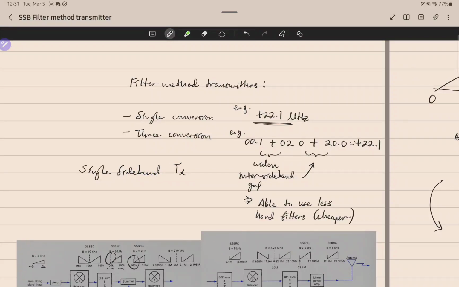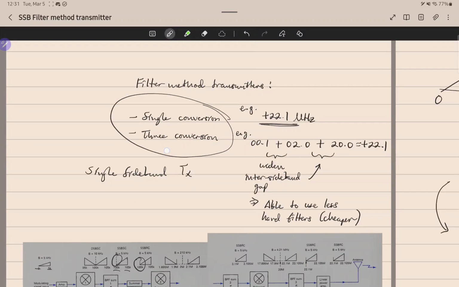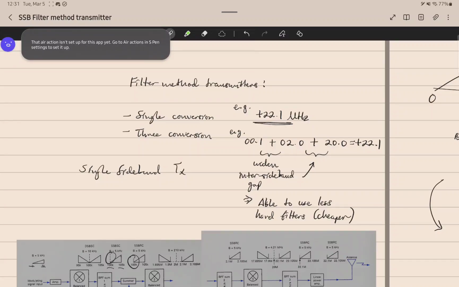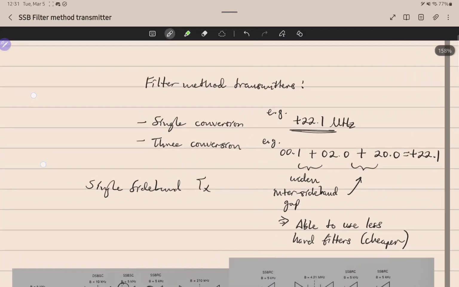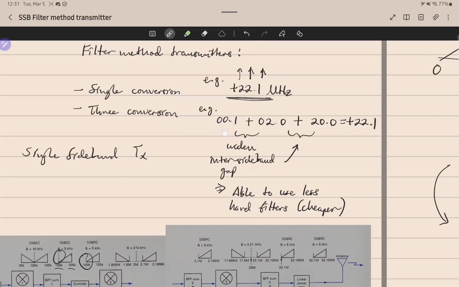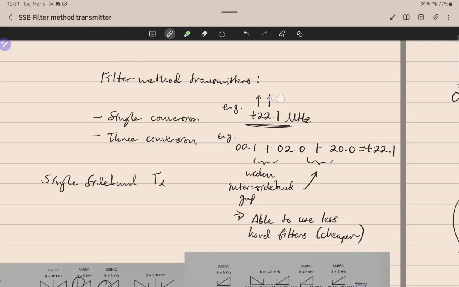So for the filter method, we have two ways to go about it. The first one, the simplest one, is the single conversion, and the other one is the three conversion. The only difference between them, from a top-down view, is that the three conversion just splits the frequency into three separate blocks. It adds them one by one.